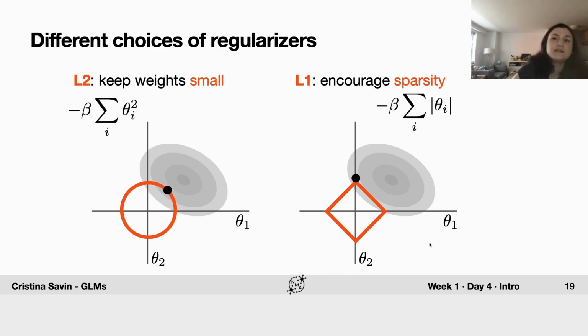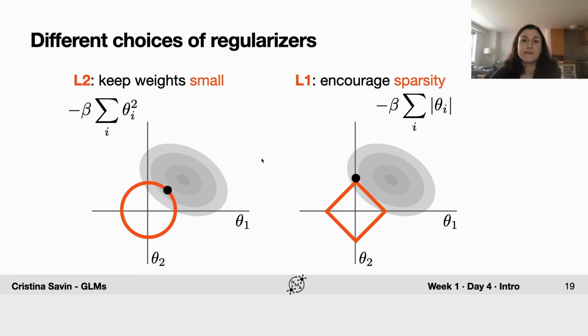Now, L1 and L2 are the most popular, but they're definitely not the only choices of regularization. For instance, we might want to encourage smoothness by having neighboring theta have similar values. It is also possible to combine multiple regularizers together, and the exact choice will depend on what makes sense in the context of our particular model and dataset.